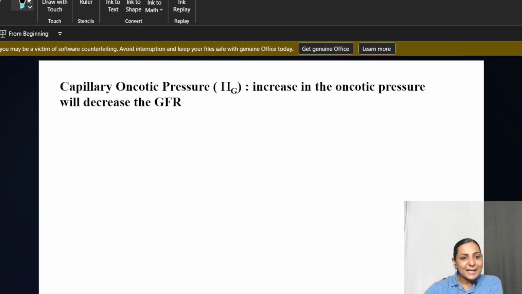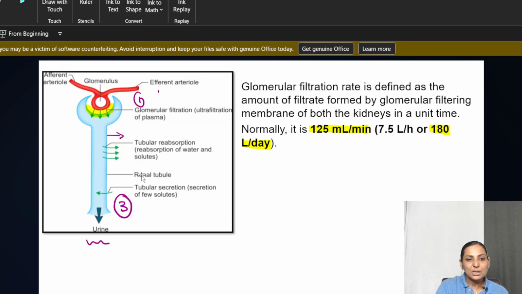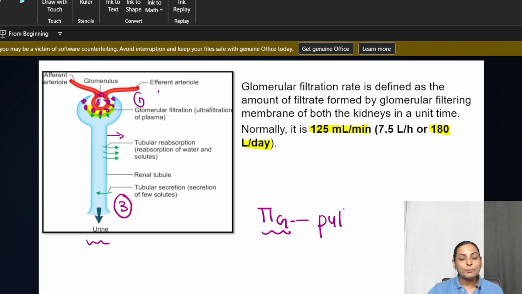capsule. Now the next one is the colloidal osmotic pressure of the glomerular capillaries. Now if this colloidal osmotic pressure of the glomerular capillaries increases, just see over here, what will happen? Here, if you keep on adding up proteins in the glomerular capillaries, the colloidal osmotic pressure of the glomerular capillaries will increase. I have told you that the glomerular capillary colloidal osmotic pressures, these are pulling pressures.